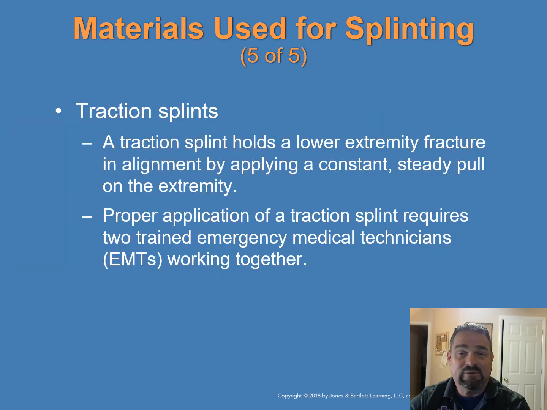All right, so traction splints. This is for your lower extremity fractures. What happens with a lower extremity fracture is that it helps to create alignment by applying a constant steady pull on that extremity. Properly applying a traction splint requires two trained EMTs working together. Splinting specific injury sites, most splinting techniques require two people. It's so much easier that way. One person stabilizes and supports the injured limb while the other person applies the splint.